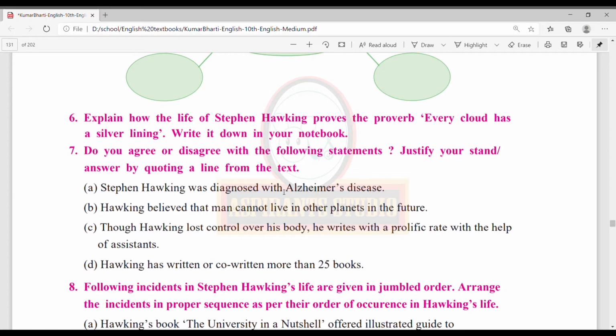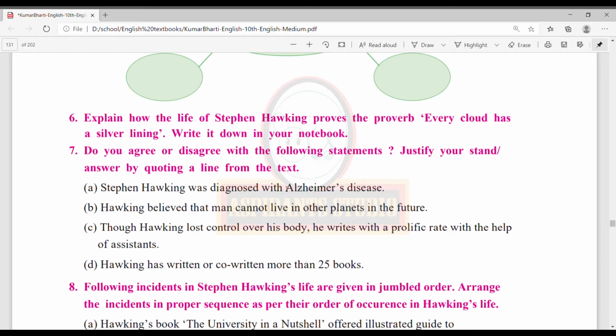B. Hawking believed that man cannot live in other planets in the future. No, I do not agree. The line from the text justifying this stand is, he has convinced that time travel is possible and that humans may indeed colonize other planets in the future.